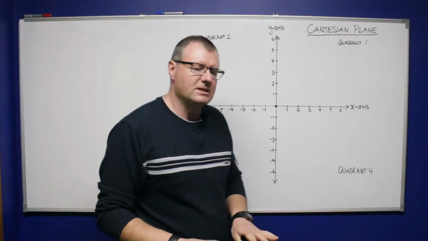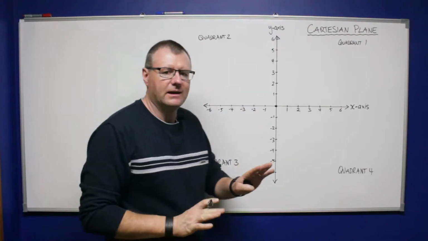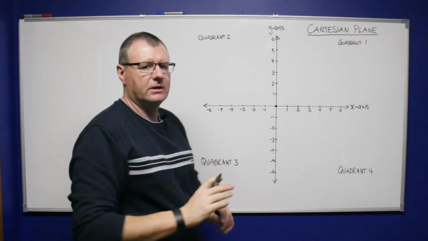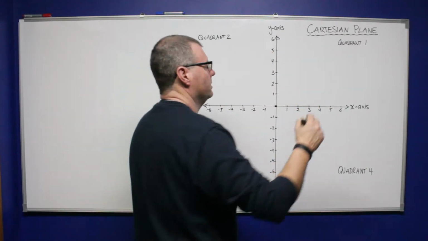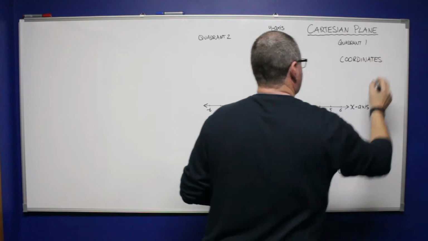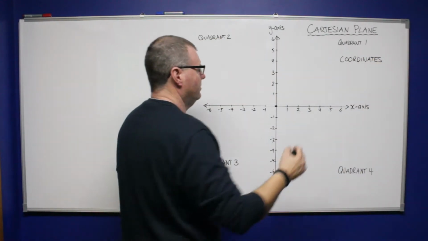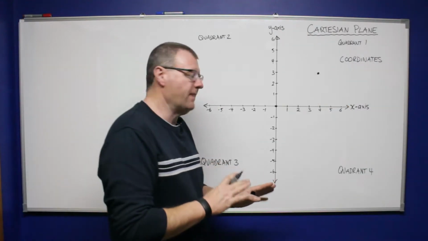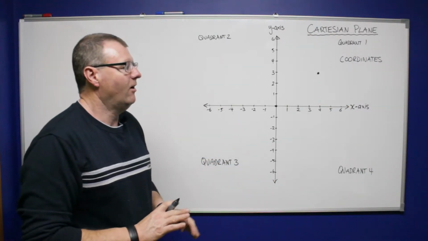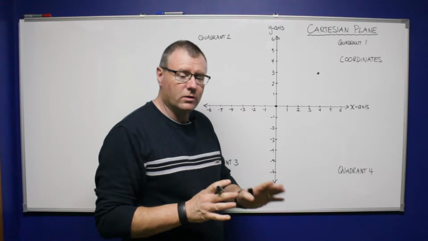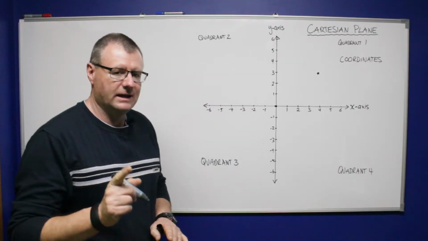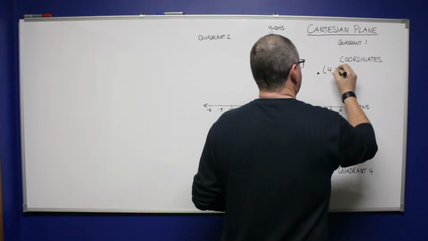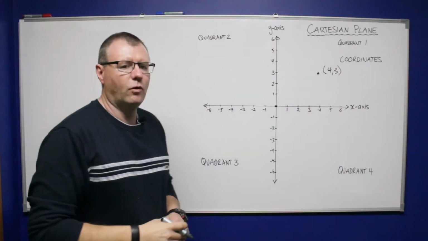One of the reasons this is so important is because now I can locate any point on this surface by giving it 2 numbers, and we call those coordinates. So let's take, for example, let's say I want to locate that point right there. I can give that a coordinate which identifies where it is, and here is the coordinate, and then we'll show you how we got it. That is at the point (4, 3).